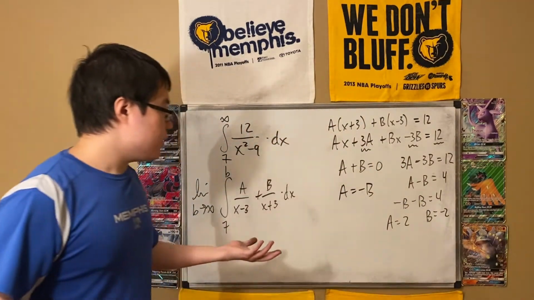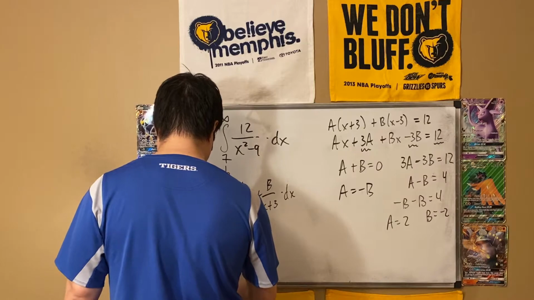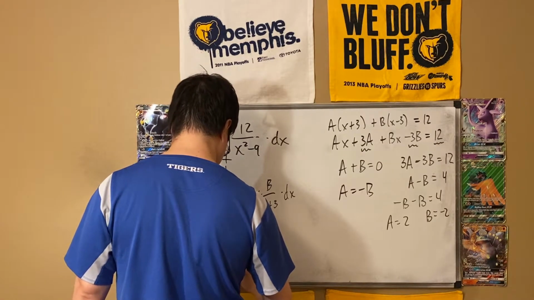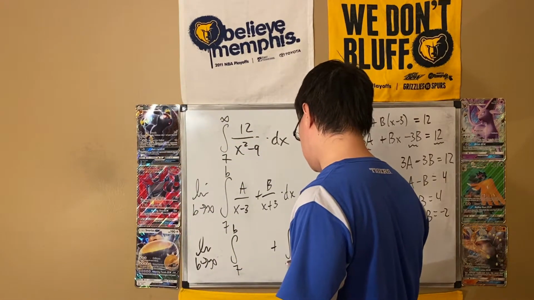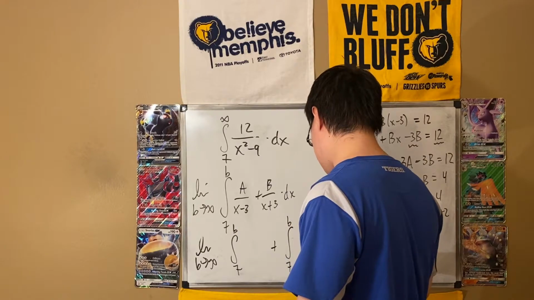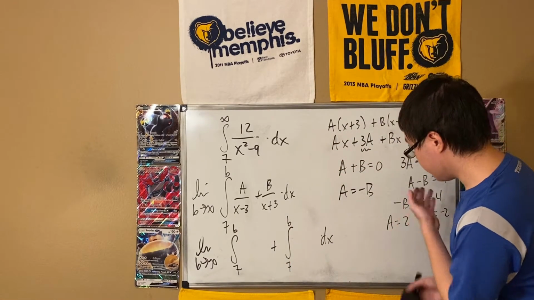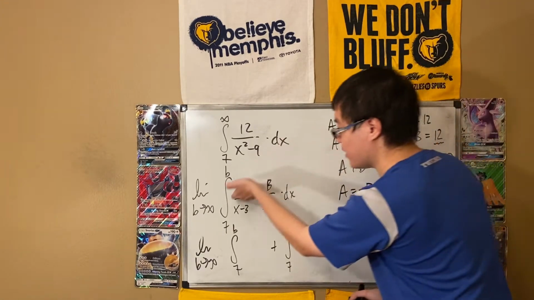So I'm going to be lazy here, but let's actually not be lazy for once. Let's write the limit as b goes to infinity. And again, we're splitting this up into two integrals, 7 to b, and then 7 to b as well. So just like normal, I take the 2 that I just solved, and we're going to plug it in right here.